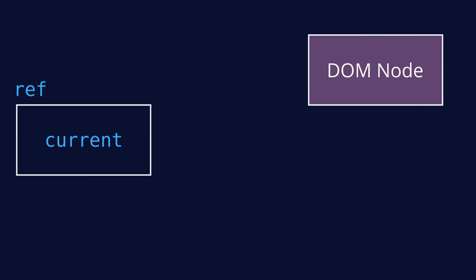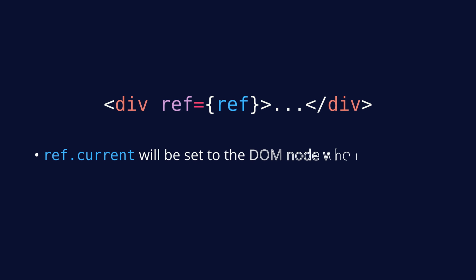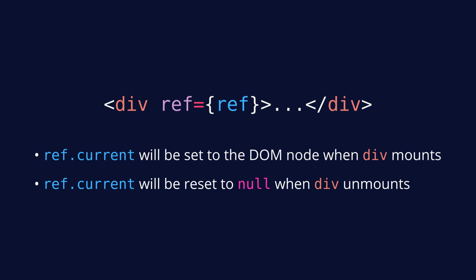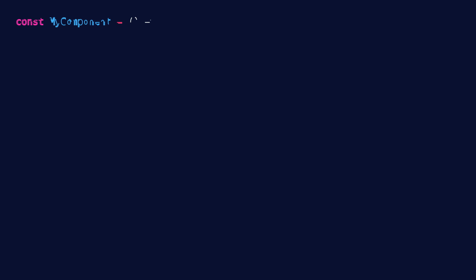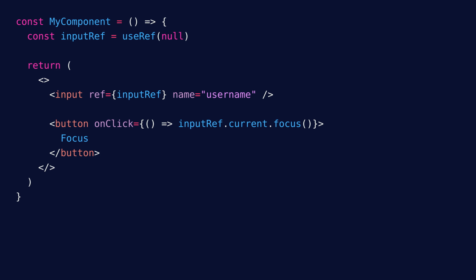A ref can also be used to store the reference to a DOM node. This can be achieved by passing the ref prop to the HTML element. When we do so, React will set the current property of the ref object to the underlying DOM node when the HTML element mounts and will reset it back to null when it unmounts. For example, in this component, we use a ref to store the reference to the DOM node for the input, which allows us to focus that input when a button gets clicked.